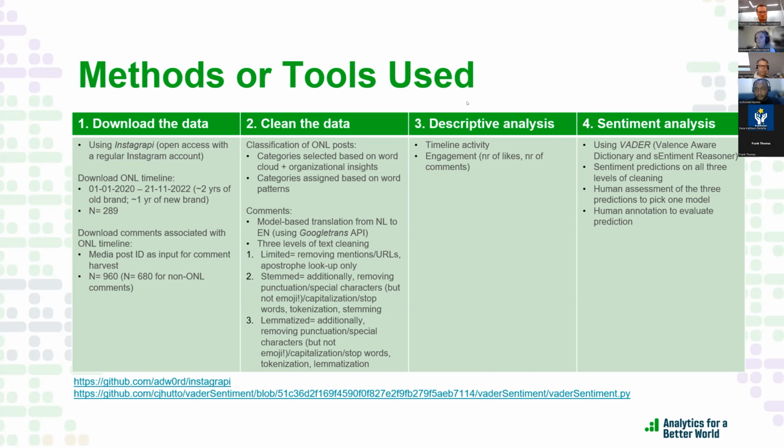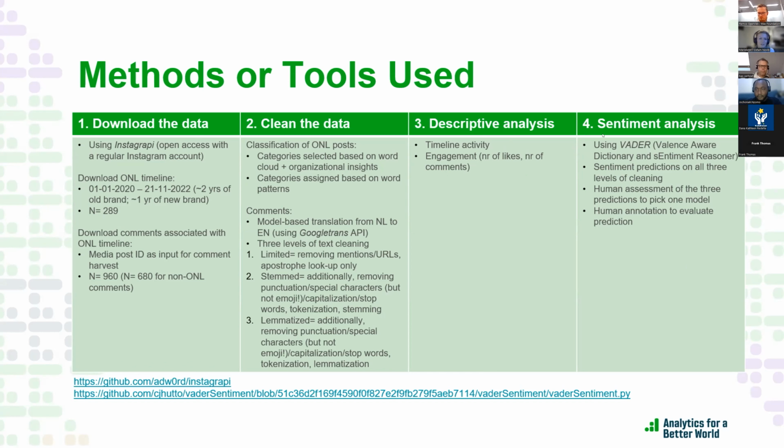The next step was analysis. First I did a descriptive analysis: the frequency of timeline activity, and also engagement metrics. The 2 metrics that are available via this Insta API are the number of comments and the number of likes. So I performed the descriptive analysis of that. But then most interesting for me was the sentiment analysis.